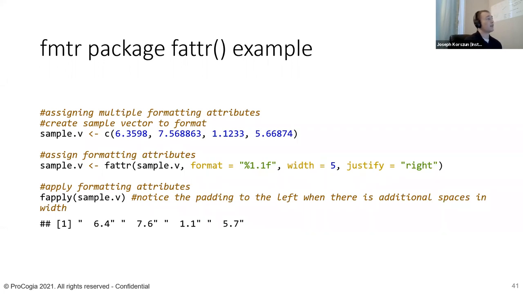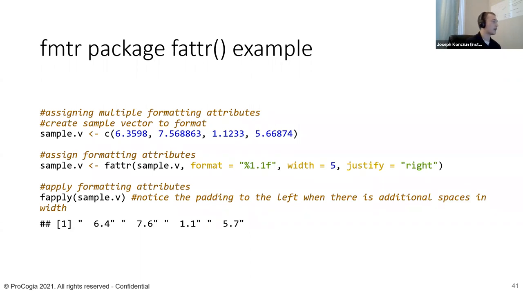And this will bring us into the F attribute example. If we want to send multiple formatting attributes, or just any given attribute, in a formatting sense, they don't have to be numerically based. You can see on row two, that line of code, we have format, and then we have width, and then we have justify. Those are all different examples of how you would format a given data output.